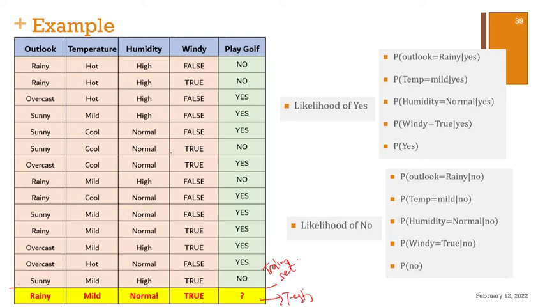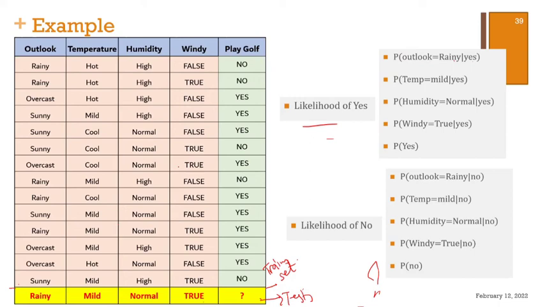Now, to do this, you will first of all need to work on the likelihood of yes. Because now you have two possibilities here. The final answer here can either be yes or no. So what is the likelihood of yes? This is when you have the probability of outlook is rainy, given yes. Probability of temperature is mild, given yes.